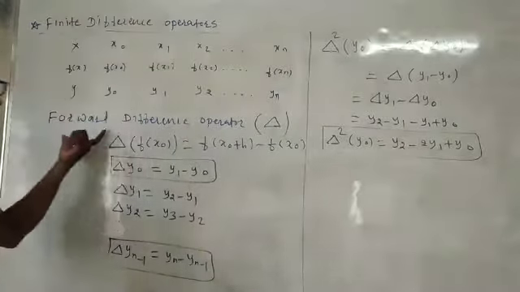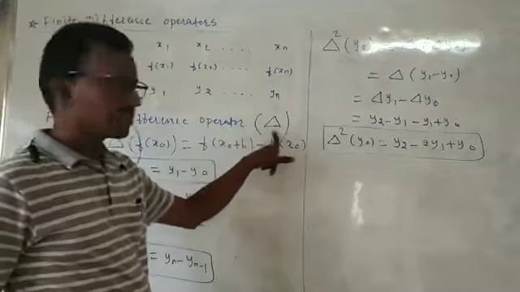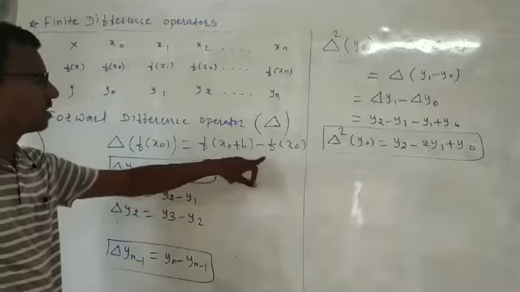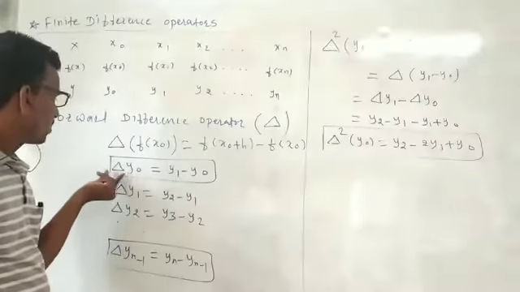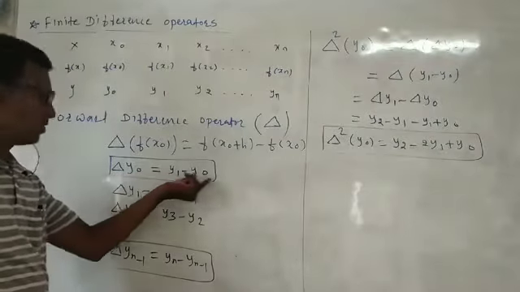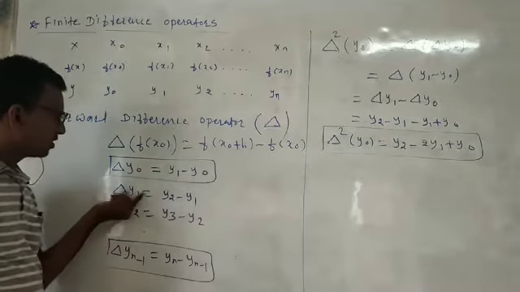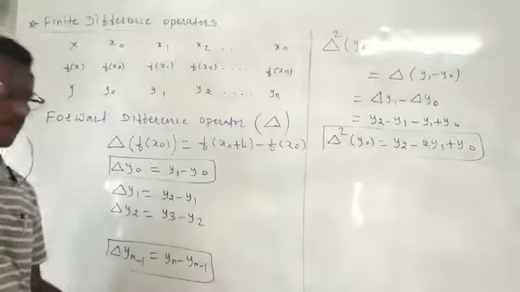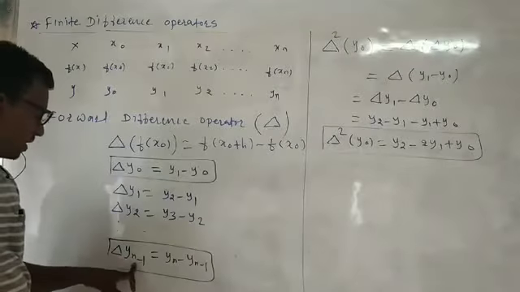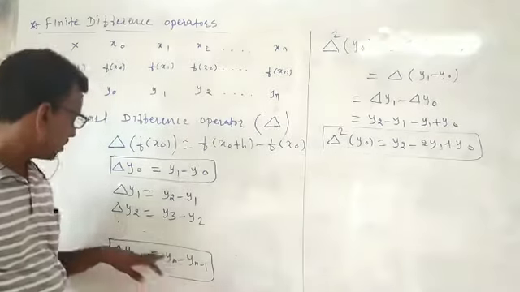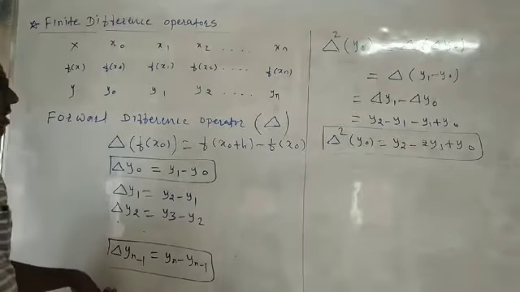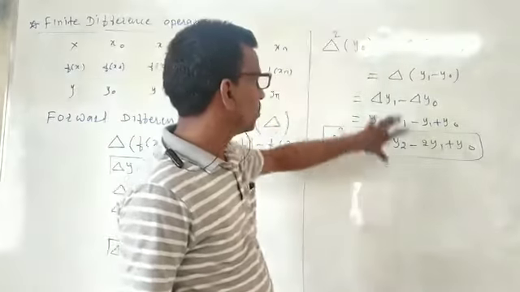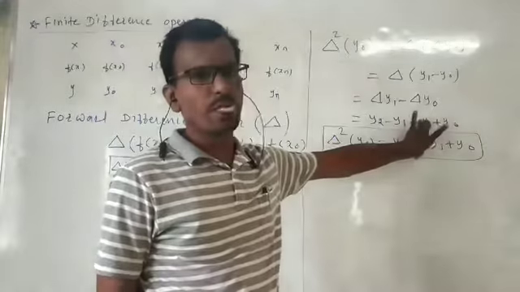So this is the forward difference operator, defined as Δf(x0) = f(x0 + h) − f(x0), or Δy0 is equal to y1 minus y0. Similarly, Δy1 is equal to y2 minus y1, and Δy2 is equal to y3 minus y2, and so on, up to Δy(n−1) equal to yn minus y(n−1). This is the first order forward difference operator. Similarly, we can define the second order forward difference operator like this.